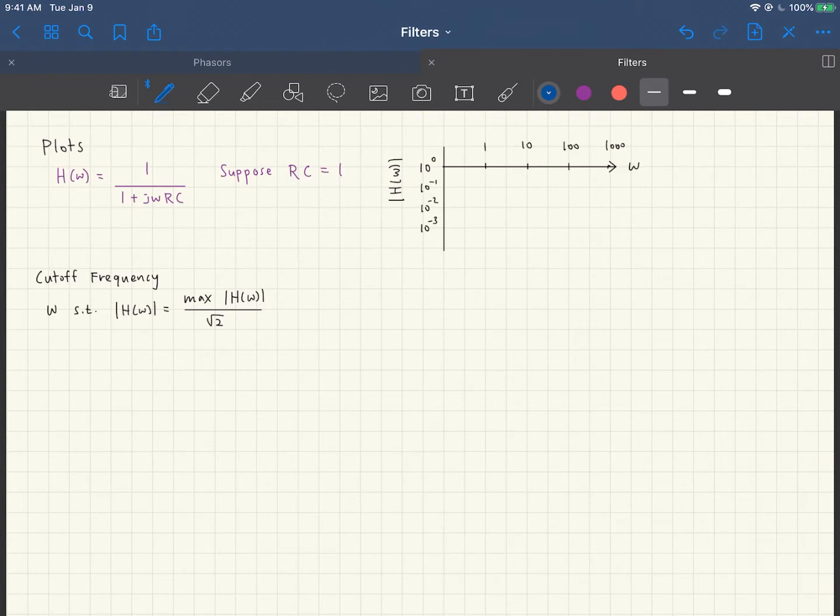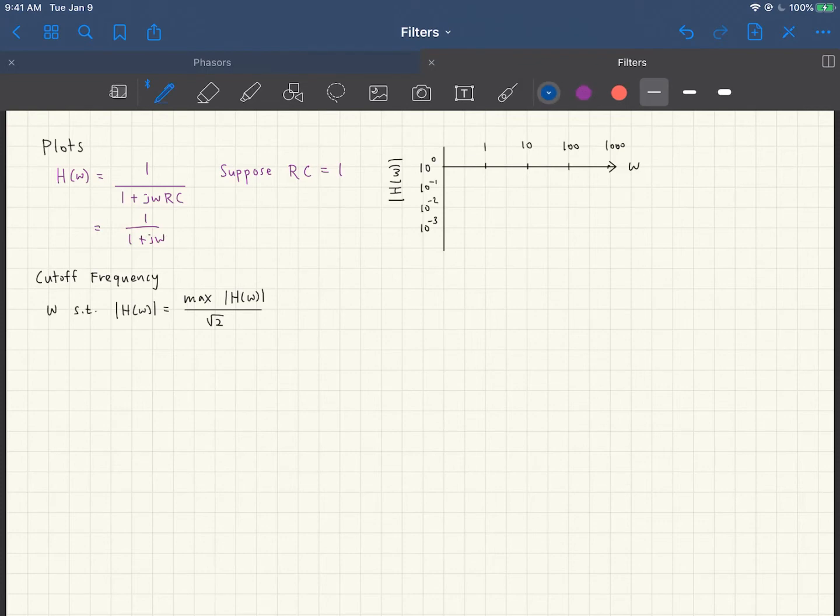Now that we've taken a look at a low-pass transfer function, I'm going to talk a little bit about the plot of the transfer function and its cutoff frequency. From the previous part, we know that H of omega is equal to 1 over 1 plus j omega RC. Now let's suppose that RC is equal to 1. In other words, the transfer function is 1 over 1 plus j omega.